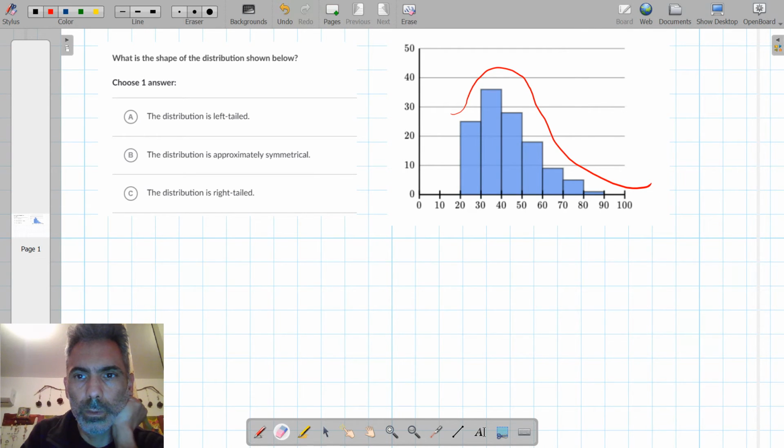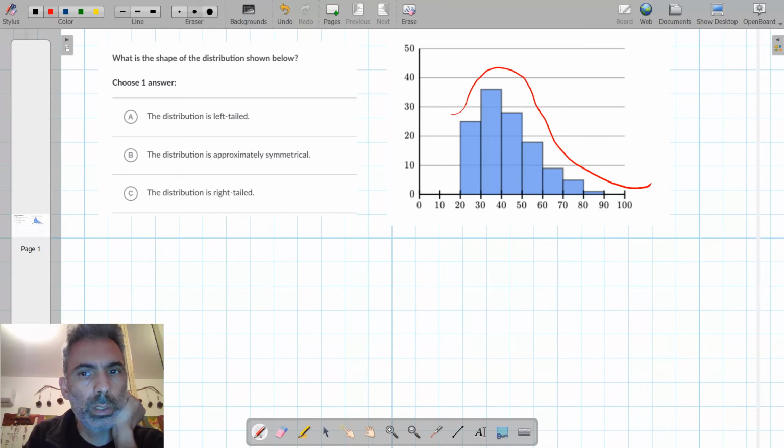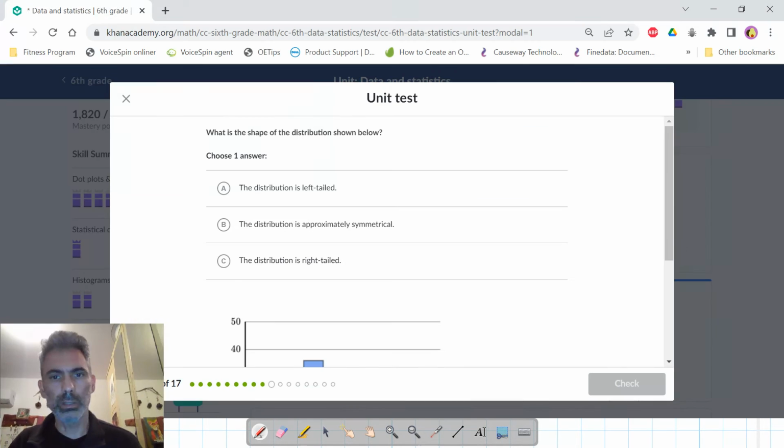So if you say the middle is somewhere here, and you fold it across the middle line, you will not get the right hand side to overlap with the left hand side, because the right hand side of the data is much lower than the left hand side of the data. Okay, so the distribution is right tailed, it's not symmetrical, and it's not left tailed. So C is the correct answer.